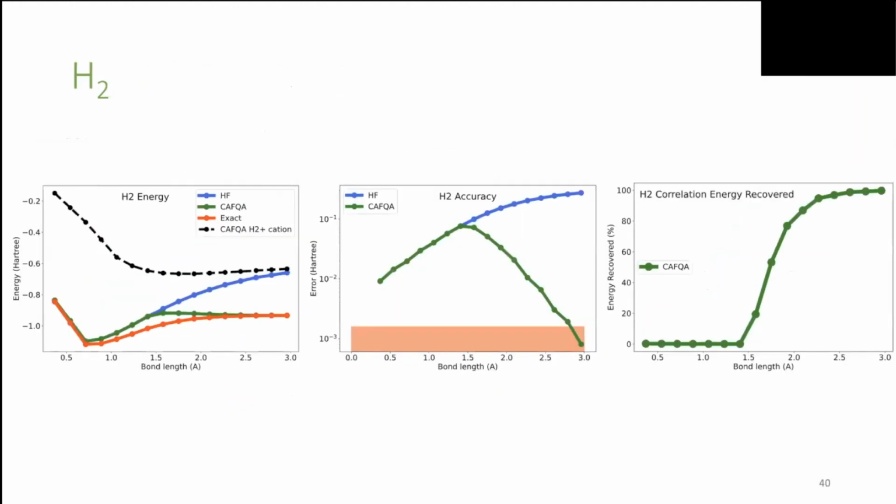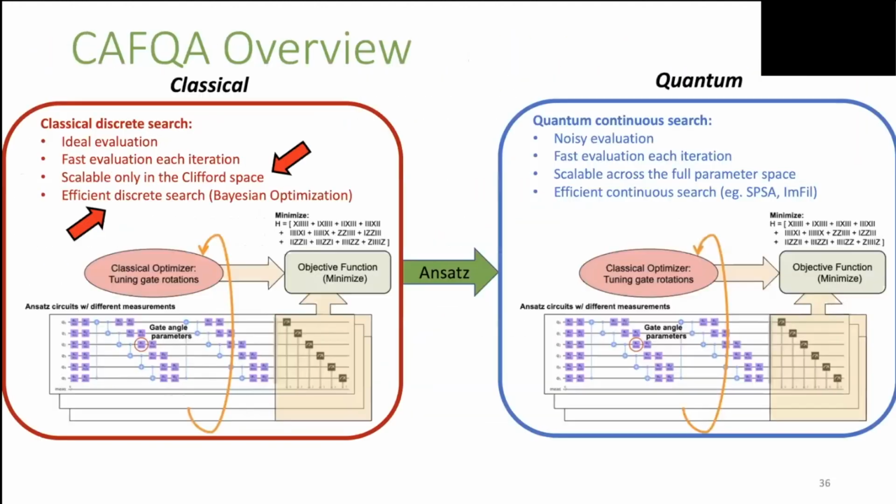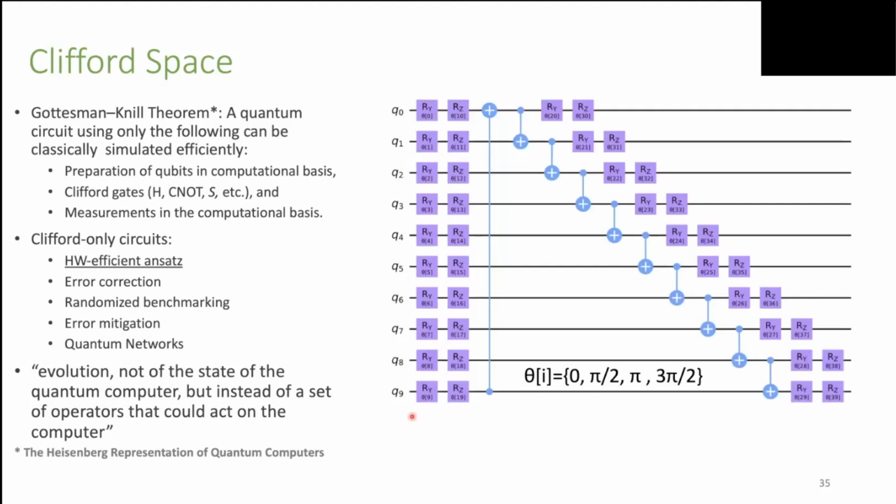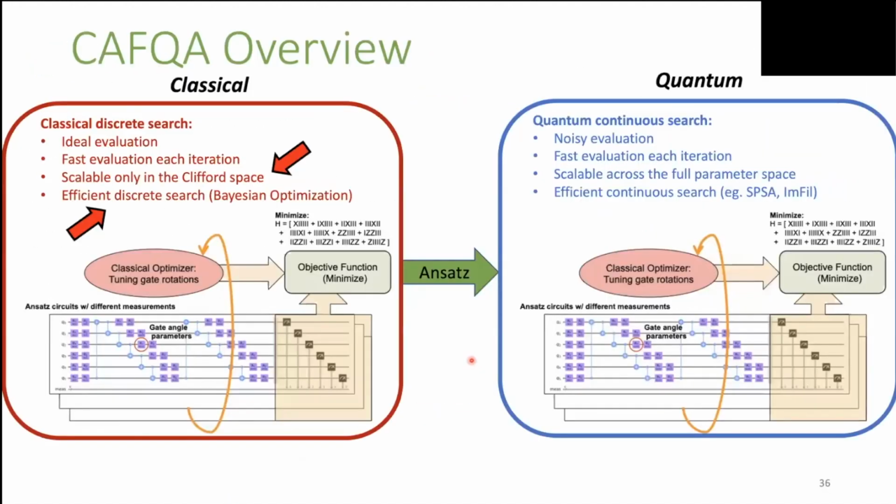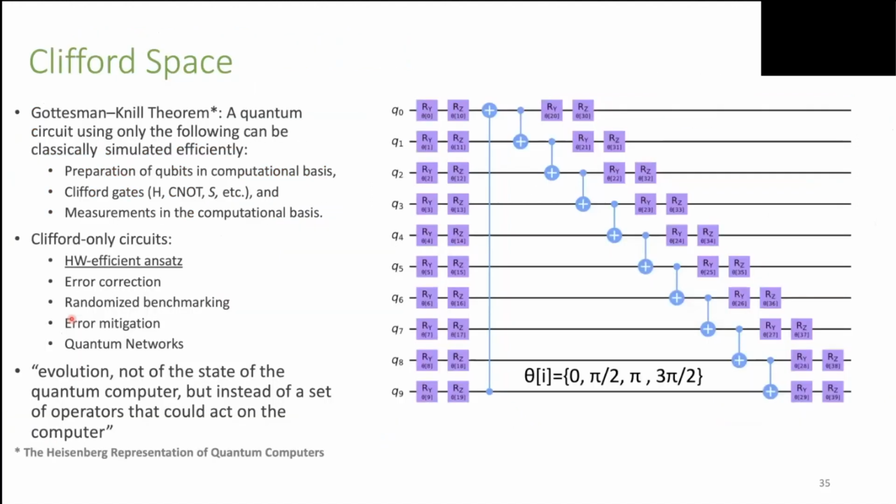No, this is still before the real machine. Let me go back to this figure. So this is still on the left. Earlier, in CAFQA, we allow each of these gates to only take these 4 values, and this is being done classically.